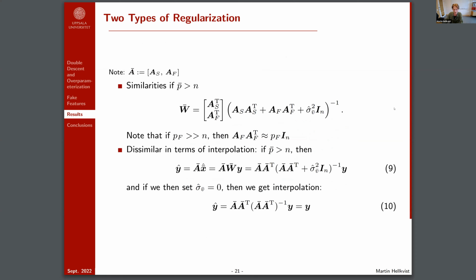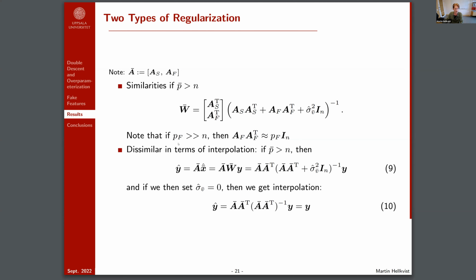While both the fake features and noise level assumption provide regularization to the problem, so there are similarities in how they work and what they do, there's also an interesting distinction to make between them. This is summarized on this slide. You see the form of the estimator in the overparametrized regime here, where P bar is larger than N. I can write the estimator in this form.